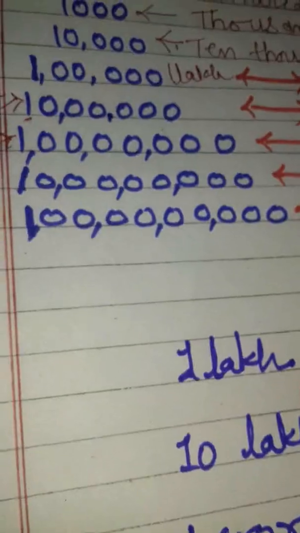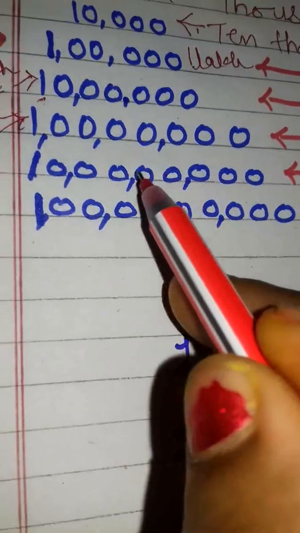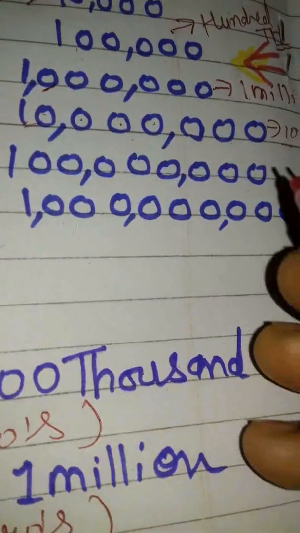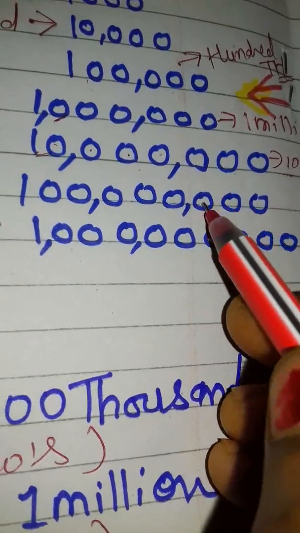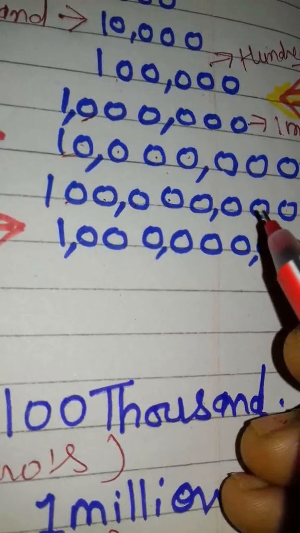Zeros. Now let us see the next large number. 1, 2, 3, 4, 5, 6, 7, 8. 8 zeros are there. And in international also 1, 2, 3, 4, 5, 6, 7, 8. 8 zeros are there. Okay.